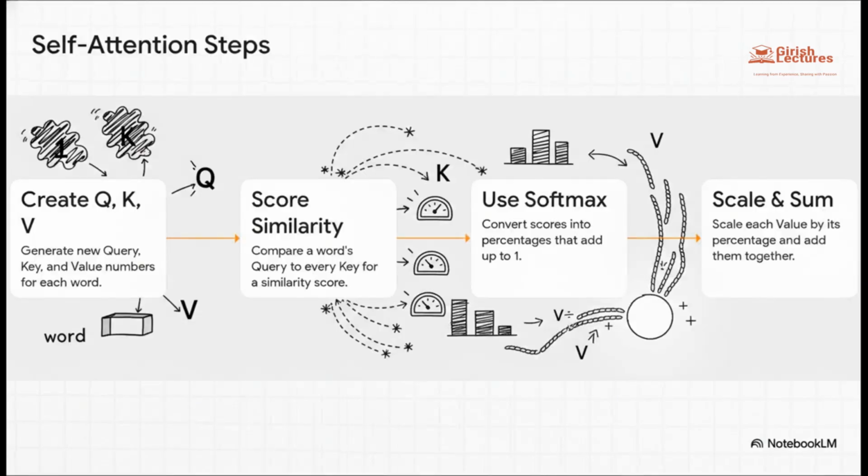So how does this self-attention thing actually work? Well, it's a four-step dance. For every single word, the model creates three new vectors, three new sets of numbers, a query, a key, and a value. Think of it like this.